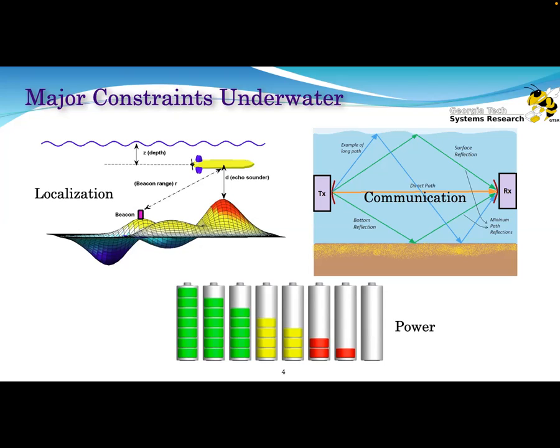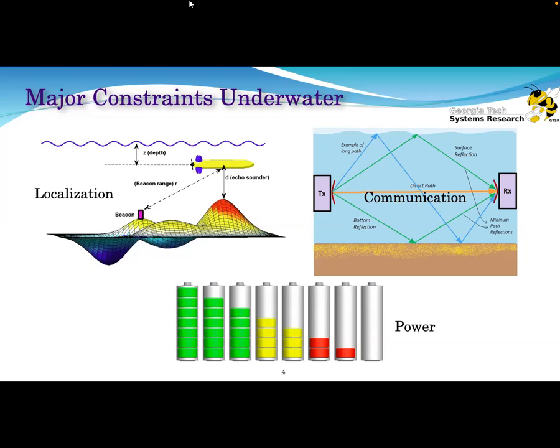Because first, the localization service in the ocean environment is more difficult. Under the water, you don't have electromagnetic waves, you don't have GPS signals. You only have GPS signals when the platform is on the sea surface. So underwater we have to rely on acoustic signals to do localization. So it's very difficult.